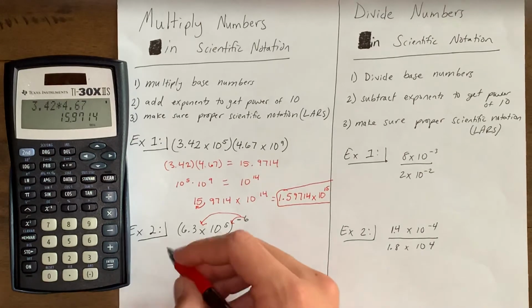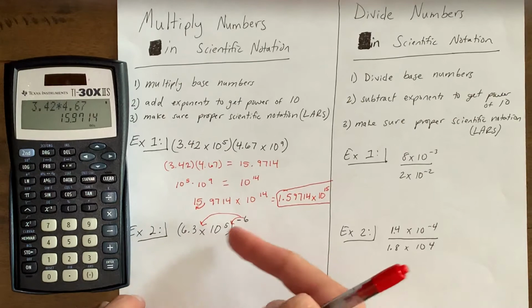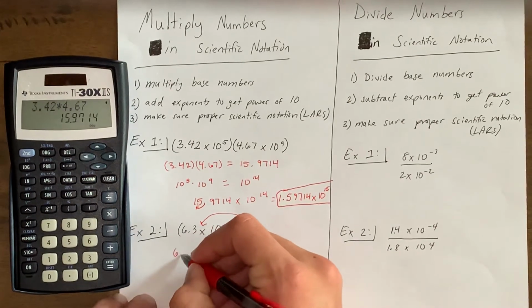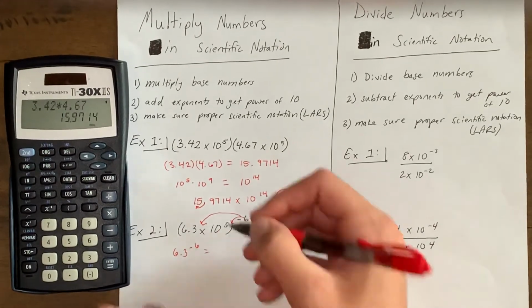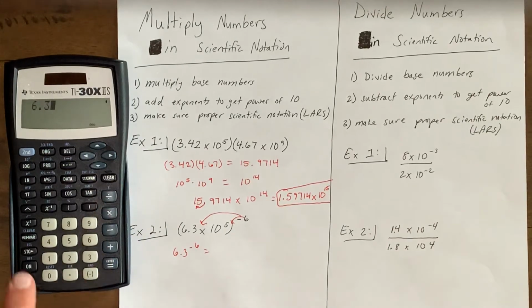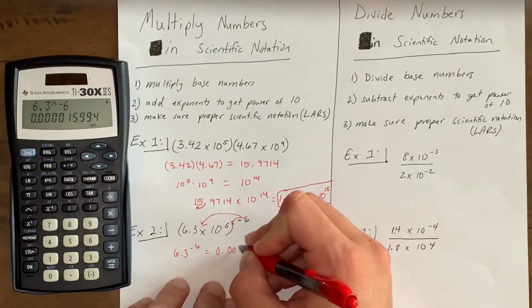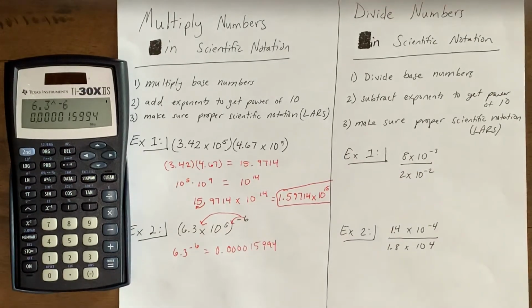Okay, so the first step is multiply the base numbers. Well, in this case, we're going to multiply the base number by itself -6 times. That doesn't really make sense. What we're going to do is it's going to be 6.3 to the -6th power. Okay, and we can type that on our calculator like this, 6.3, and this is the caret symbol. Remember, caret to decimal from our last video. And then we can type -6. Okay, and that gives us 0.000015994. So a really, really small number because our exponent was negative.